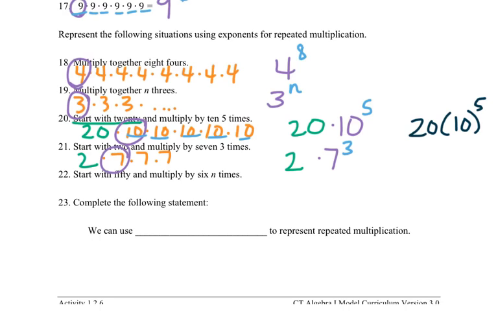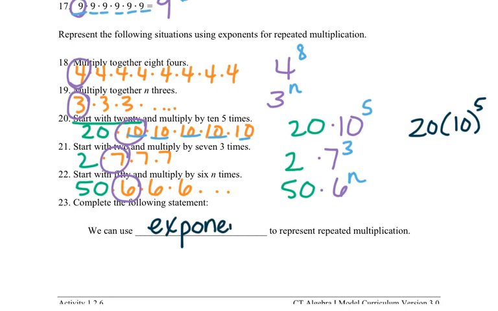Okay, start with 50. Whoa, that's a really bad 5. Let's try that again. Start with 50 and multiply by 6 n times. Oh, this is one of those that just keeps going. And so this is kind of more of an equation, which was where we're headed with this stuff. Because we have a base, we know what we're multiplying by, but we don't know how many times we're going to do that. Alright, so let's fill in the blank. We can use blank to represent repeated multiplication, and now we know that that answer is exponents.